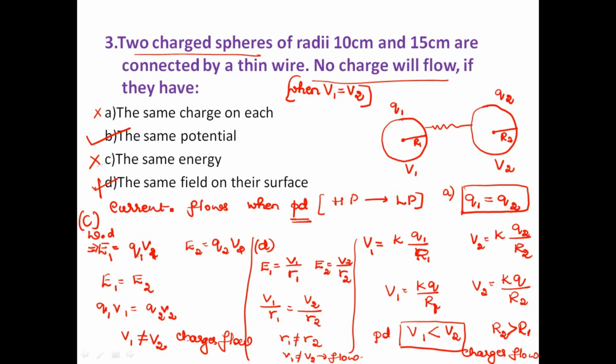Even if you don't prove this in the examination, you can directly take option B as the correct option here. Because we know that the charges can flow through this wire only when there is a difference in potential. Hence, the same potential means no charges flow. Hope you are clear with this.